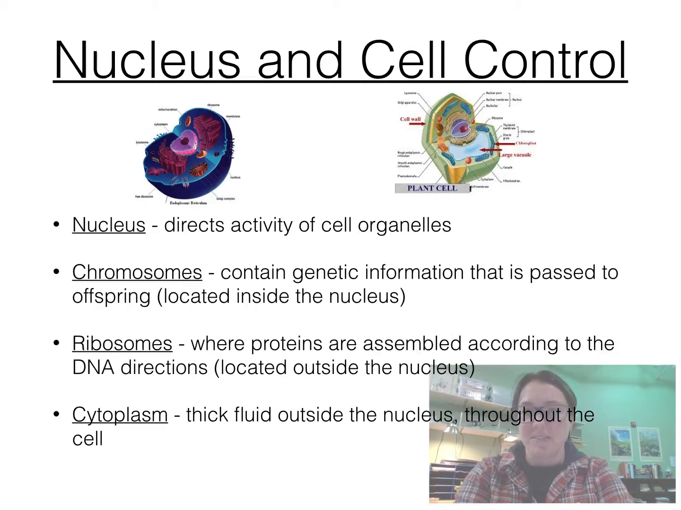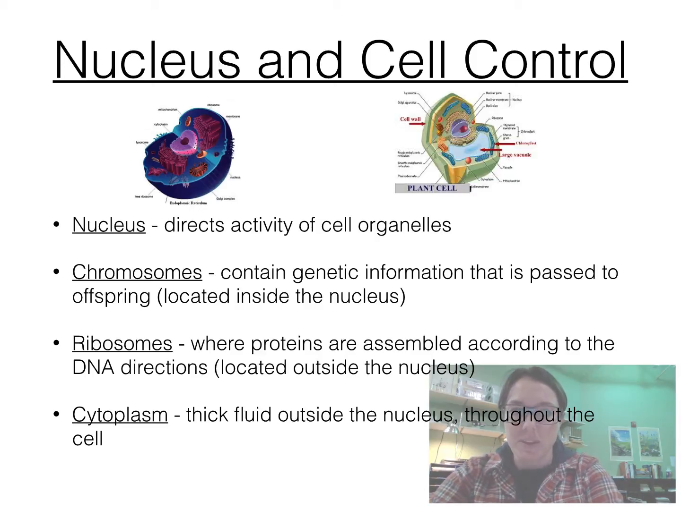So here's where it starts to get a little bit more complicated related to the organelles that you're learning about and how they help the cell produce the proteins that the cell needs. So when it comes to the nucleus and cell control, the four organelles I want to talk to you about are the nucleus itself, the chromosomes that are contained within the nucleus, the ribosomes that are actually outside of the nucleus, and then the cytoplasm, which is kind of that thick fluid that helps hold the organelles in place, gives them a spot to be.